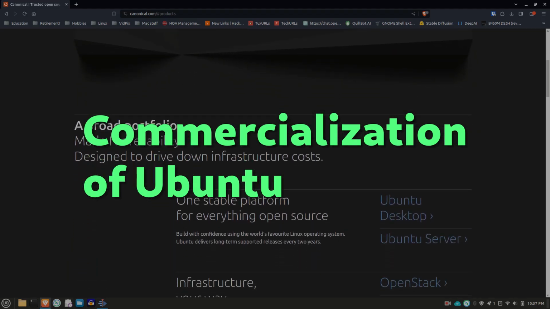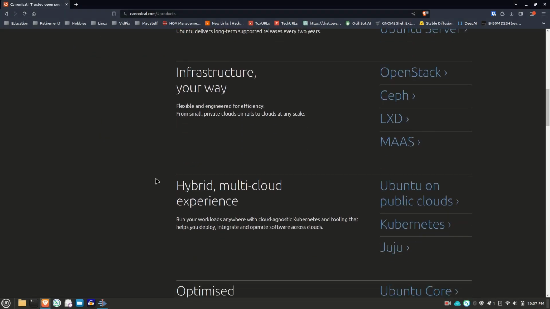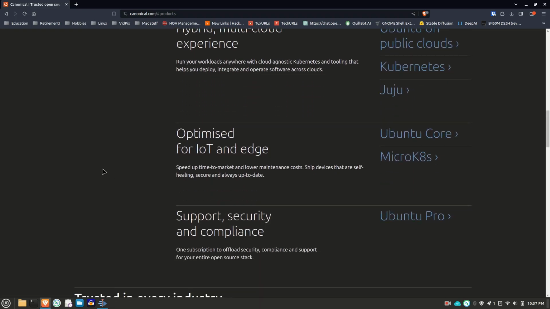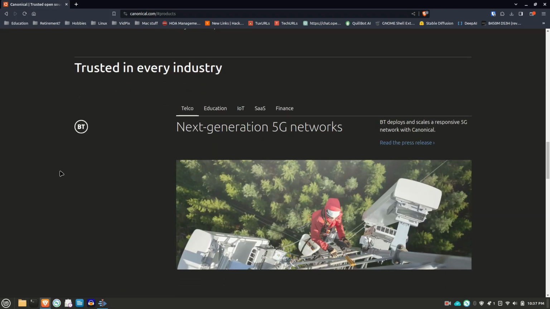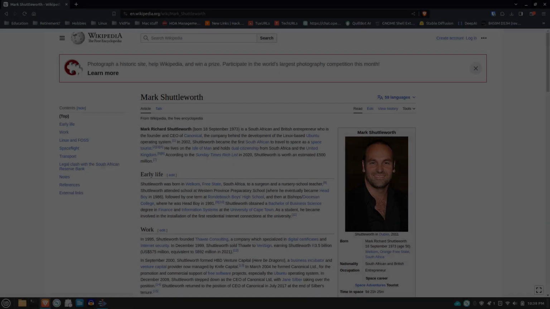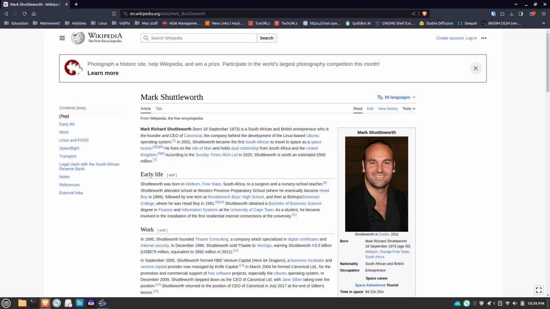Canonical is a privately held computer software company that markets commercial support and related services for Ubuntu and related products. Some people may feel that Canonical is too focused on making a profit, rather than on the values of the open source community. Mark Shuttleworth is the founder of Canonical and Ubuntu, and some people may take issue with his leadership style or decisions. For example, some former Ubuntu community team members have said that Shuttleworth no longer feels that investing in the community or desktop is a priority for Canonical.